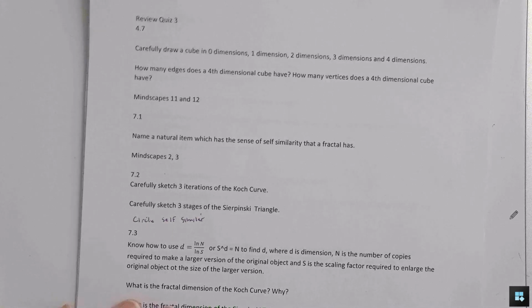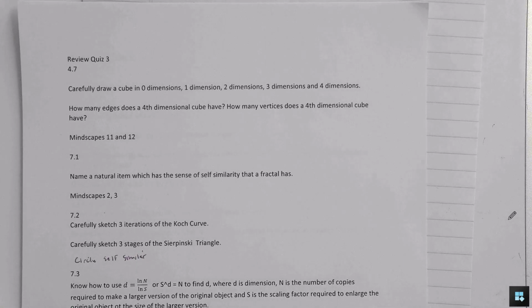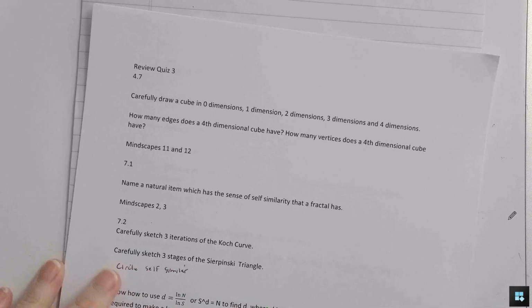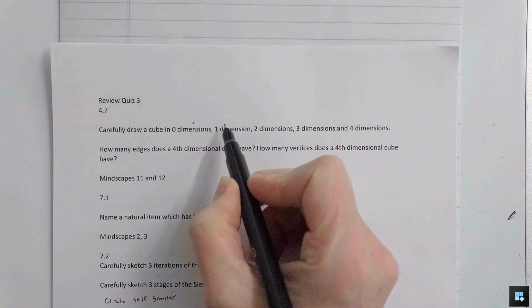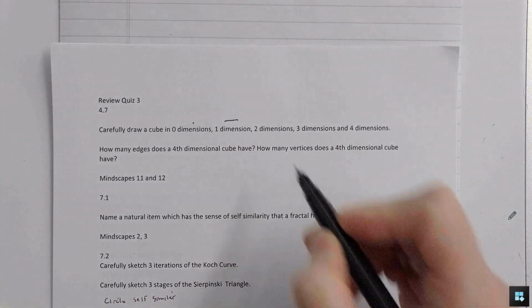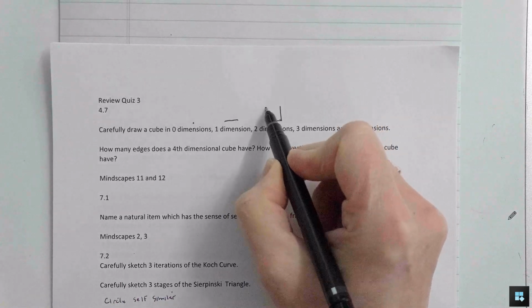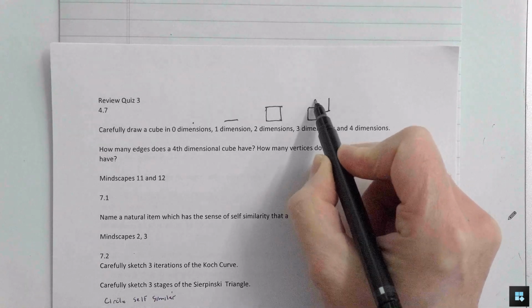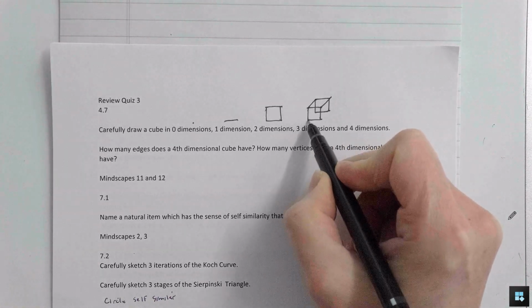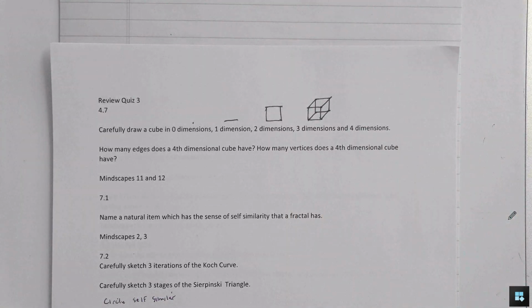Okay, let's work together for a while. So 4.7, what does a cube look like in 0 dimensions? It's a dot, just a point. In 1 dimension? A line. In 2 dimensions? Square. In 3 dimensions? Cube. So draw 2 squares and connect the vertices. In 4 dimensions, do that again twice, right?